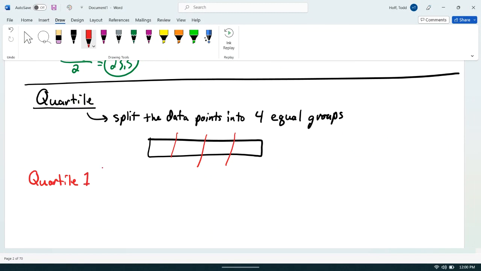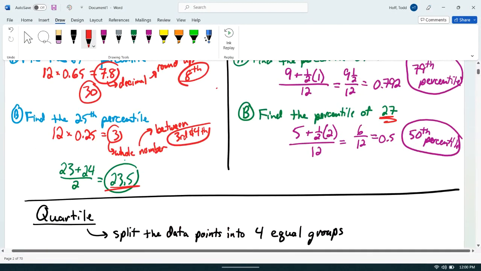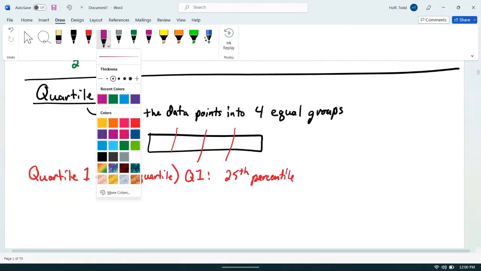Quartile 1, sometimes called the lower quartile, and abbreviated as just capital Q1, is the 25th percentile of the data. So up here, we did the 25th percentile is 23.5 for this set of data.